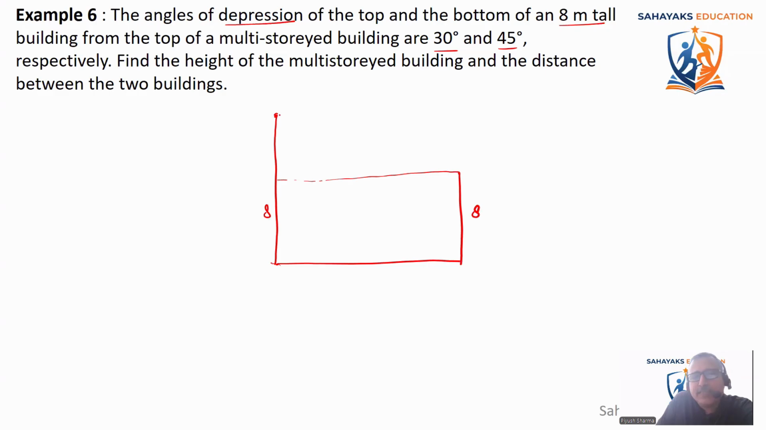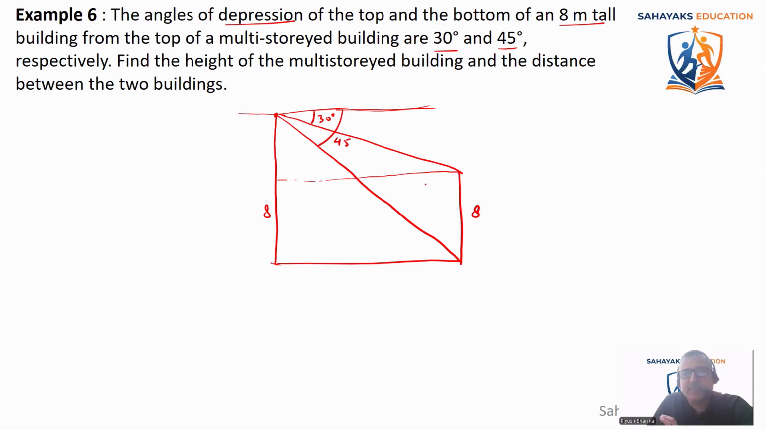Now, here comes the question: what is angle of depression? Angle of depression is not this. Angle of depression comes from the horizon. This is 30 degrees. And the angle of depression of the bottom of the building from the horizon is 45. So you have to understand this part. It is from the horizon. It is not from the vertical.